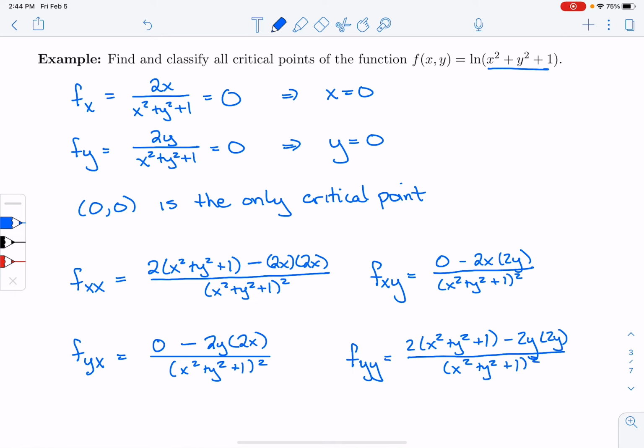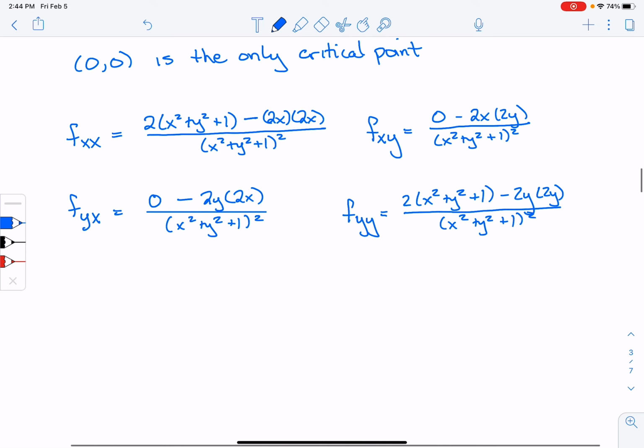And so now I have the components of my Hessian matrix. Okay, notice I didn't simplify them. I didn't bother simplifying these because I knew I was going to be plugging in 0, 0. So there was really no point in simplifying. I might as well just plug in zeros and then see what numbers I get. Okay, so here we have the Hessian matrix. We're going to plug in 0, 0.